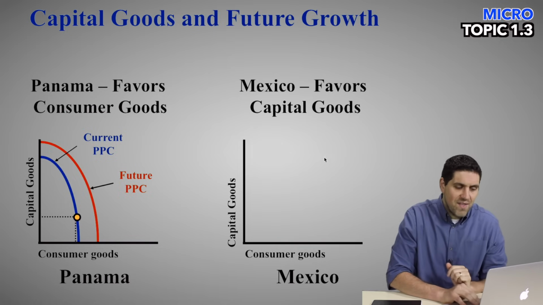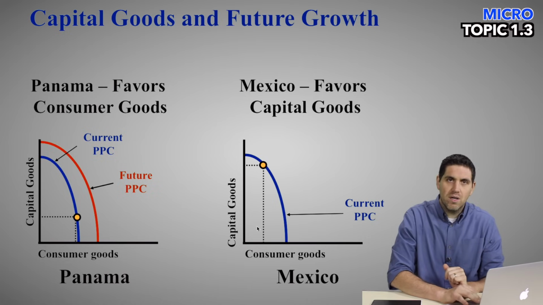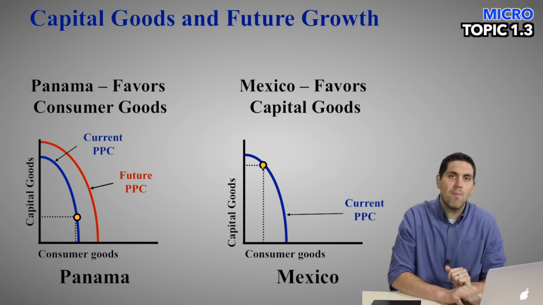But over on this side, take a look. Let's put another country, there's Mexico, and they're producing this combination. Less consumer goods, which sucks. They're getting less bananas and clothes and stuff like that, but they are getting a whole lot more capital goods.